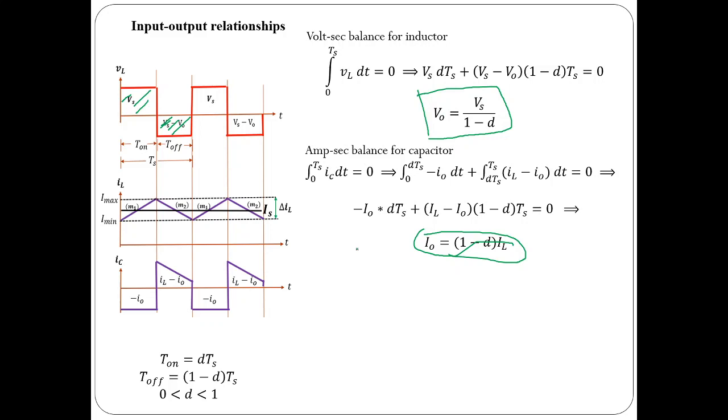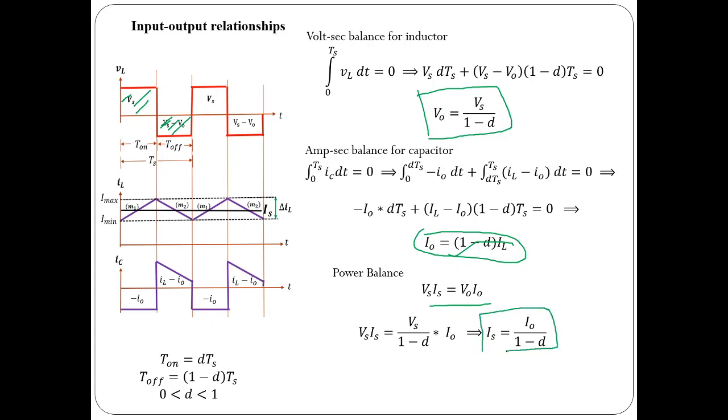Now, in order to find the relation between input current and output current, let us use the power balance equation. Input voltage into input current, the average values, if you multiply them, is equal to V naught into I naught. Let you solve this equation, substituting V naught is equal to Vs by 1 minus d. So you get Is is equal to I naught by 1 minus d. So this is the relation between the input current and output current from the power balance equation.